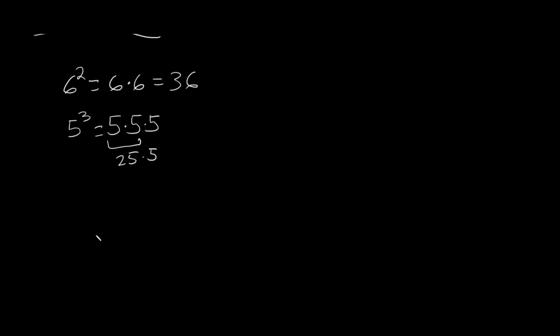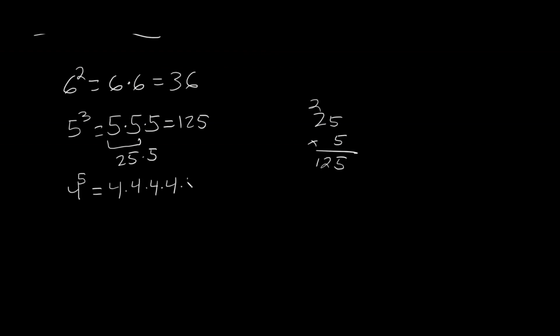We can do this off to the side a little bit. 25 times 5. Multiplying, 5 times 5 is 25, so that's 5 and carry the 2. 2 times 5 is 10, plus 2 is 12, so our answer is 125. And then we could take 4 to the fifth power. So 4 times 4 times 4 times 4 times 4.